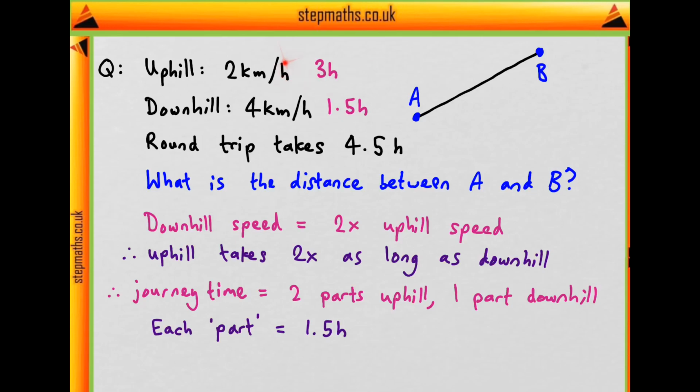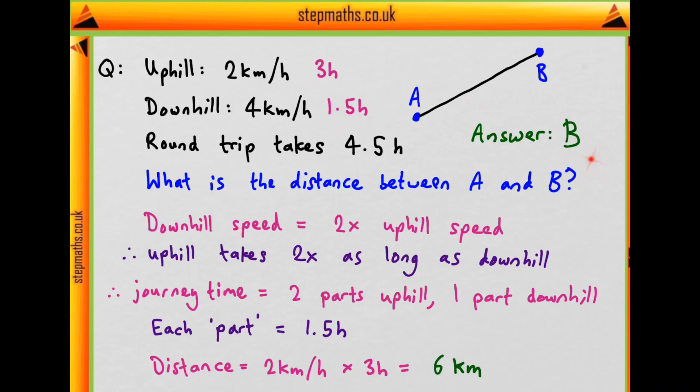So distance is speed multiplied by time. So 2 kilometers an hour times 3 hours gives 6 kilometers. And this is our final answer of the distance between A and B. And we get that if we multiply 4 by 1.5 as well. So we know we've done something right. So this corresponds to answer B on the question paper.